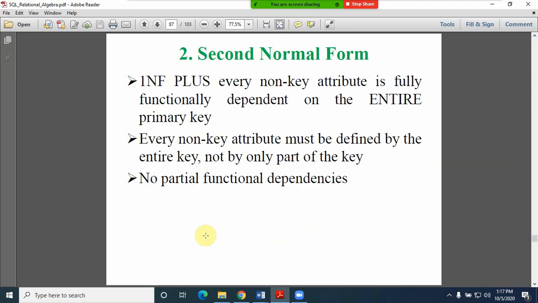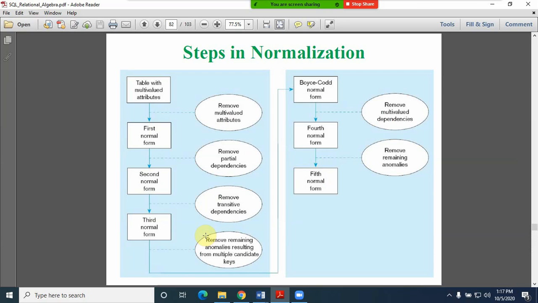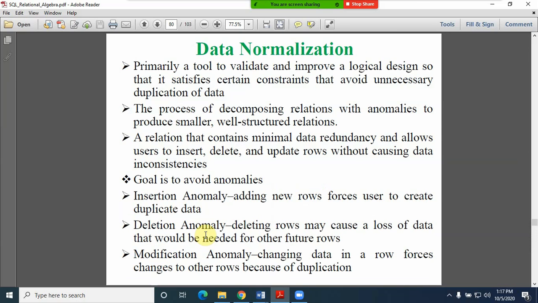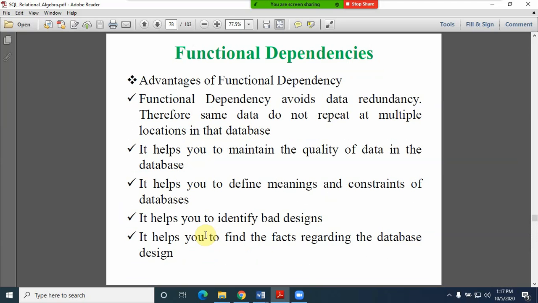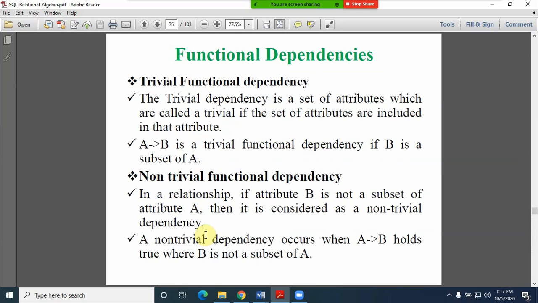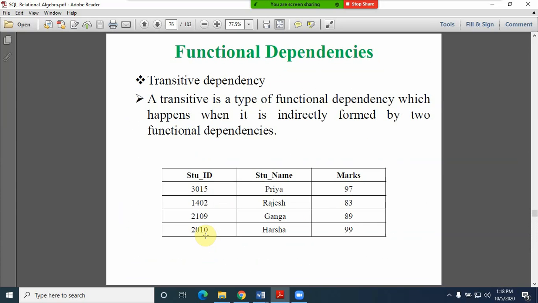Related to this transitive dependency, friends, I have given one definition while observing this particular normal form. Let us recap once so that you can have clarity. A transitive dependency is a type of functional dependency which happens when it is indirectly formed by two functional dependencies: student id to student name, student id to marks. So if you are referencing these, id and name, name and marks, obviously id and marks are also related. That is what you call transitivity.